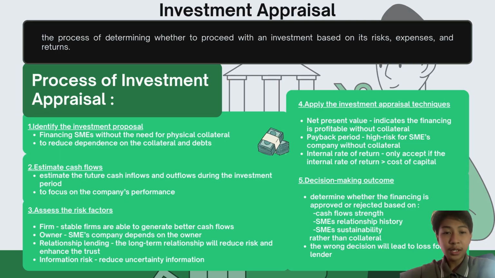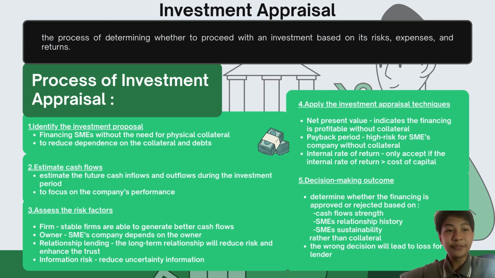Stable firms are able to generate better cash flows. On the owner, the SME's company depends on the owner. Relationship lending: the long-term relationship will reduce risk and enhance trust. Finally is information risk, which reduces uncertainty of information. The fourth one is applied investment appraisal techniques. The first one is net present value.